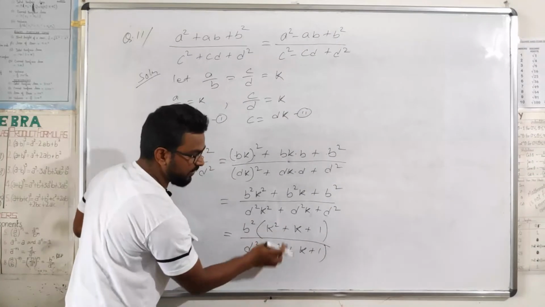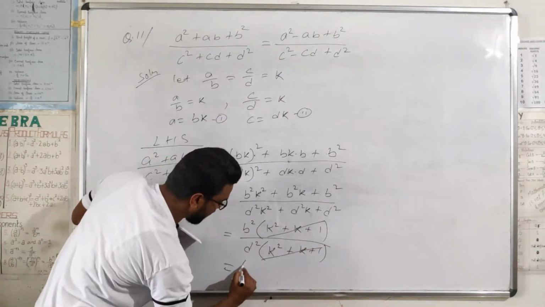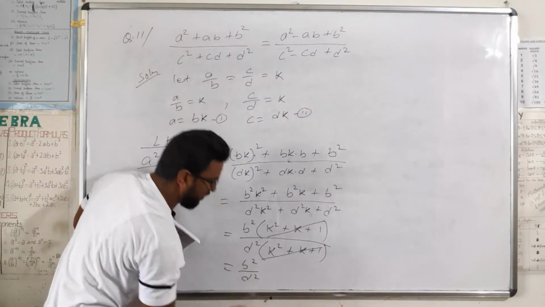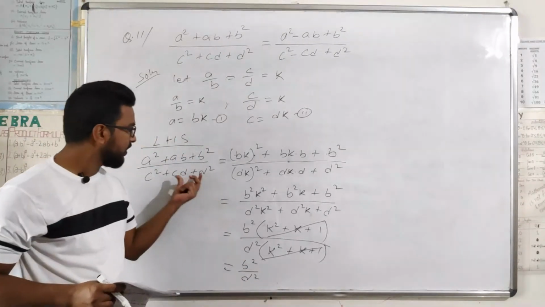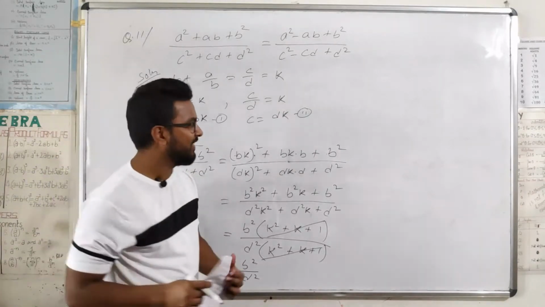So this term and this term are the same in the bracket, so we can cancel this part. So what will remain? b square by d square. So this is the value of this ratio. Now we have to find the right hand side.